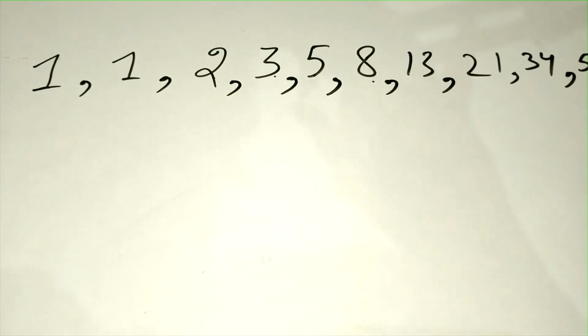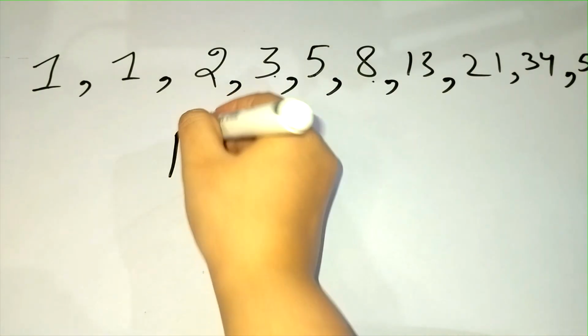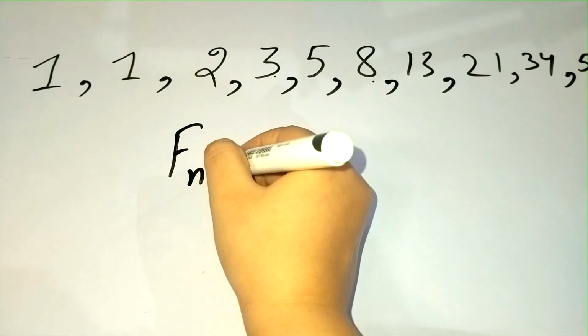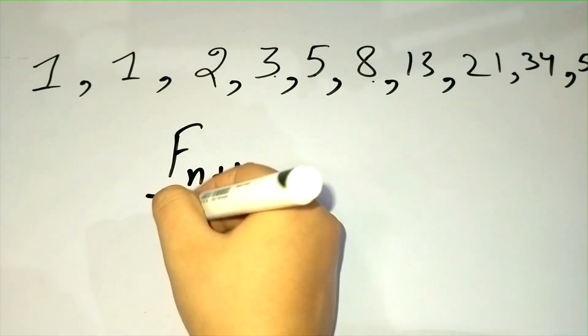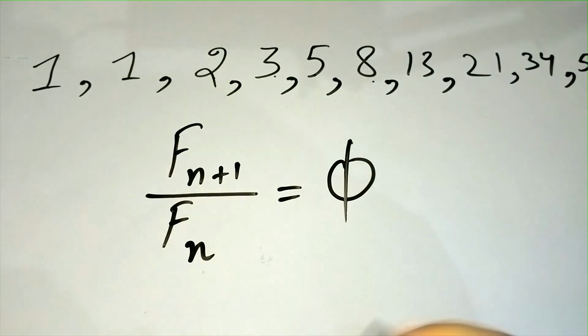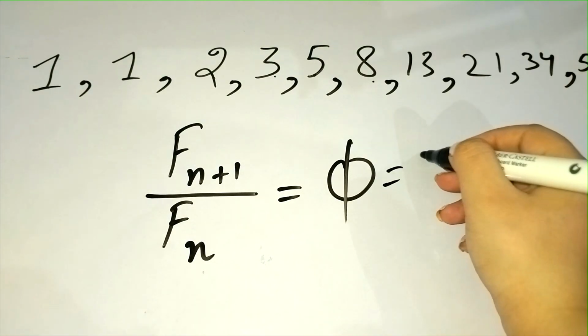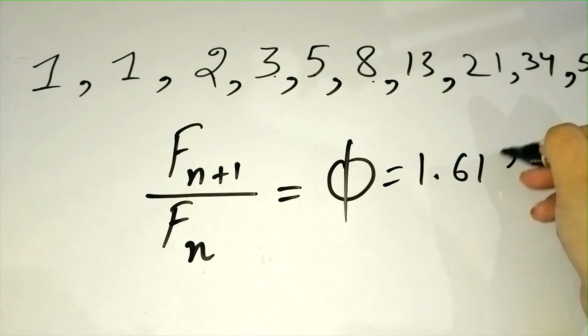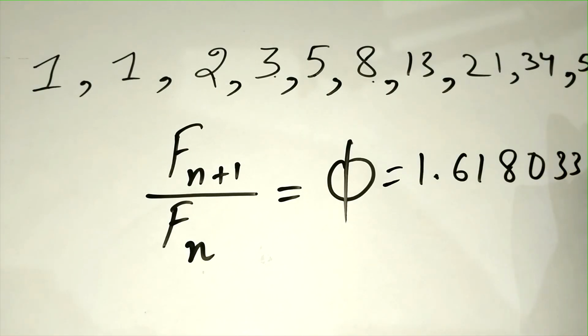We also discovered that F(n+1) upon F(n) is equal to the golden ratio, that is phi. In other words, as the Fibonacci numbers become larger, the ratio of the consecutive numbers approaches 1.61833, which is the golden ratio.